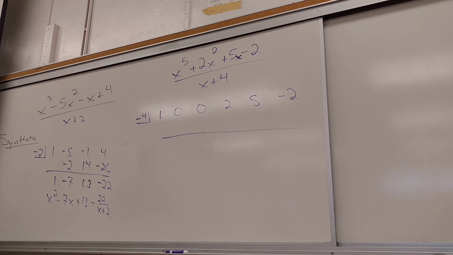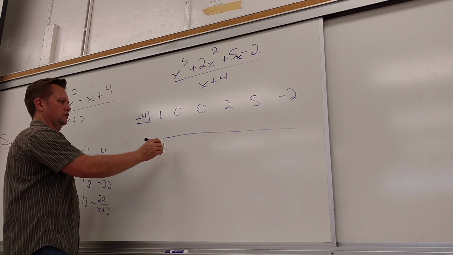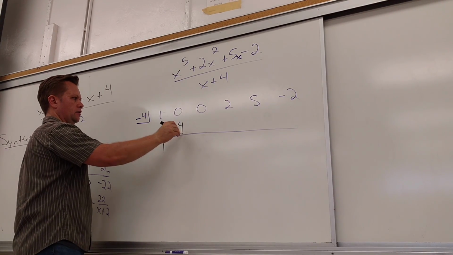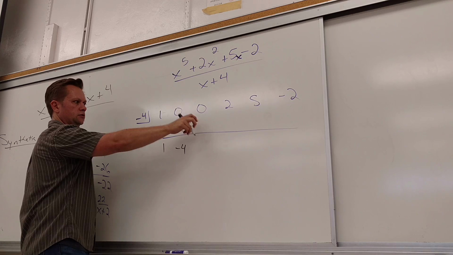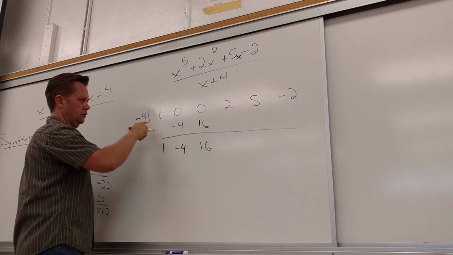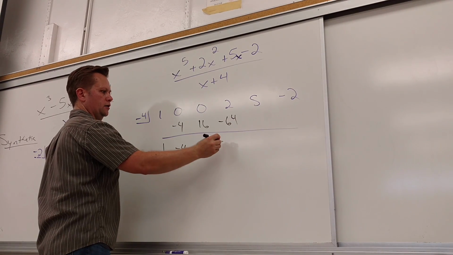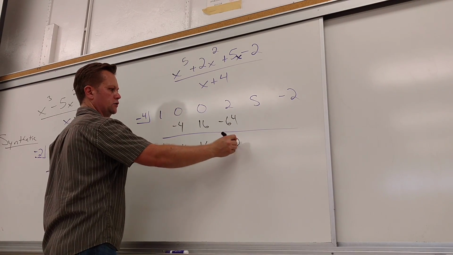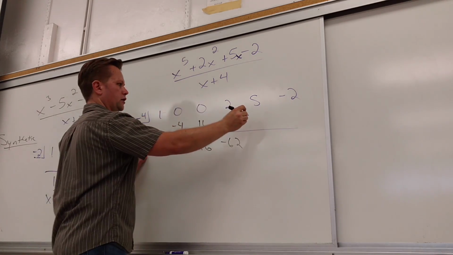That's not big. Alright. So let me catch up to you. So you bring the 1 down. Multiply. Add. Multiply. 60. Add. Multiply. Negative 64. Negative 64. Good. 62. Negative 62. Multiply. 248. 248.